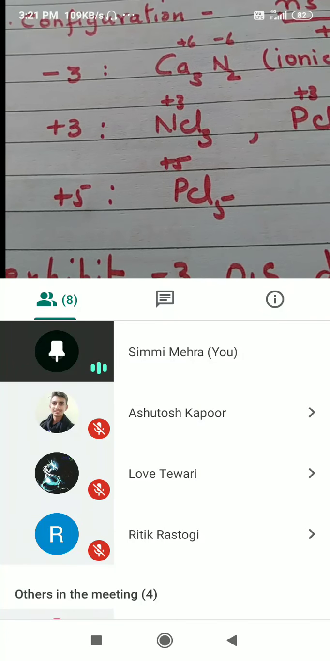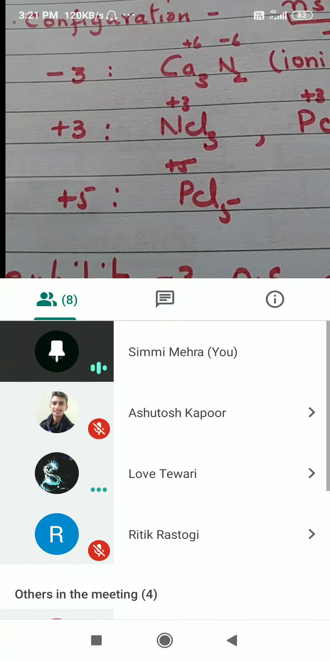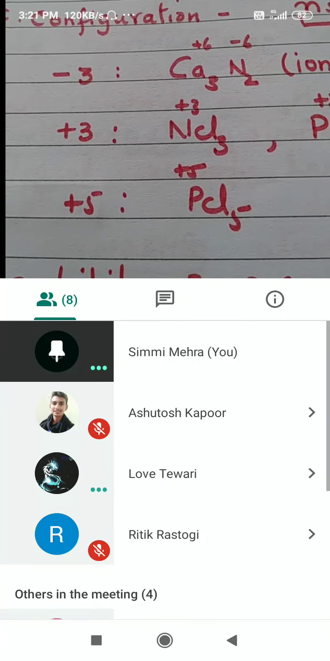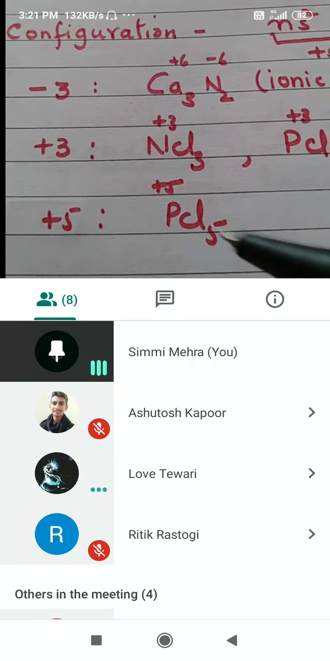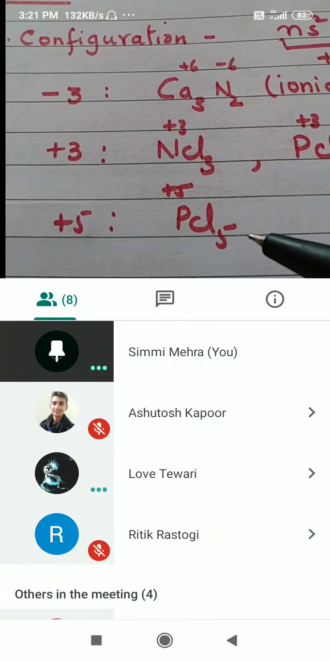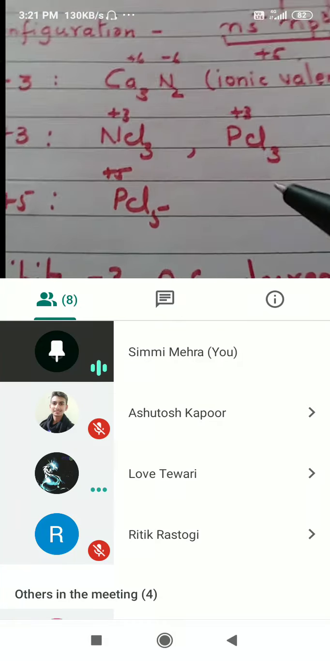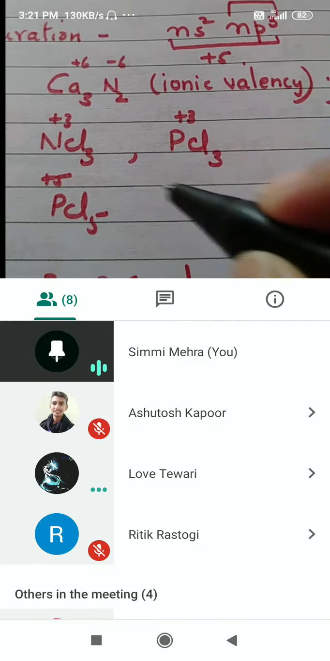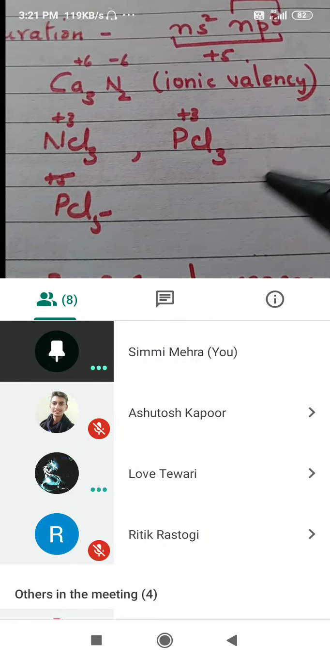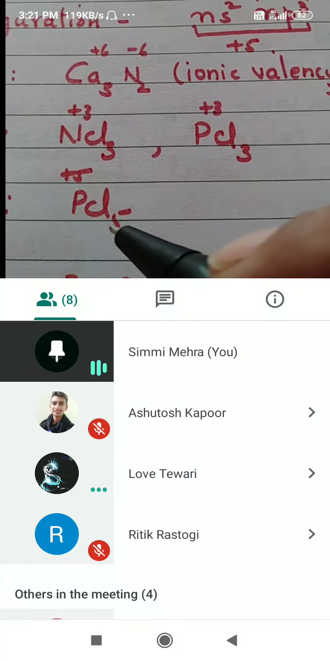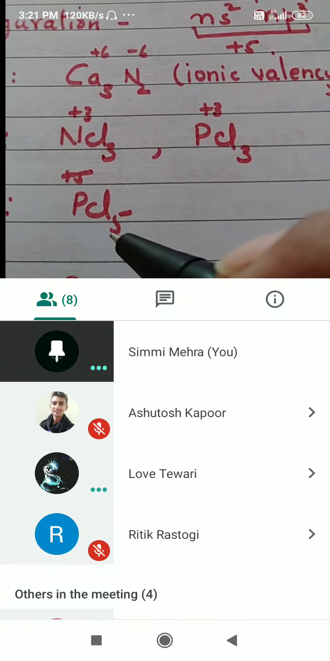Love Tiwari, what type of bonding is there in PCl5? Is it covalent or ionic? You have done this structure in class 10. You have a phosphorus, then 5 chlorine atoms, right? Like this. It is a covalent bonding, right?